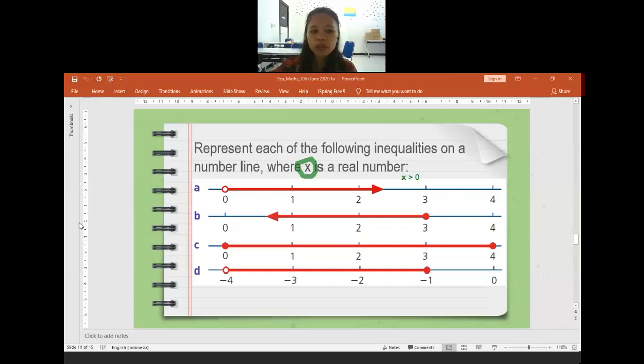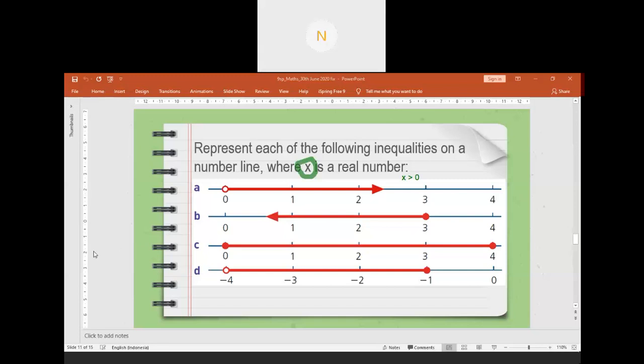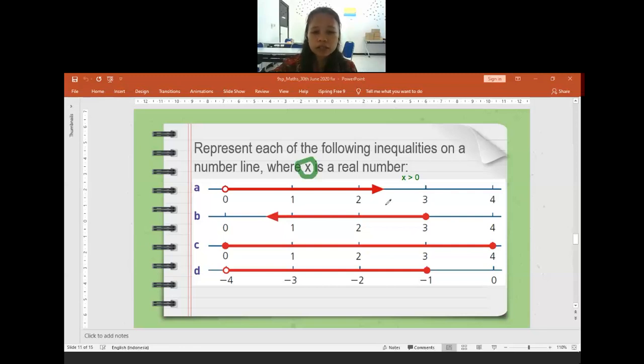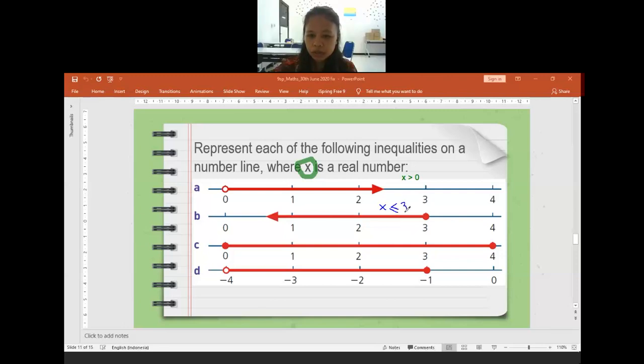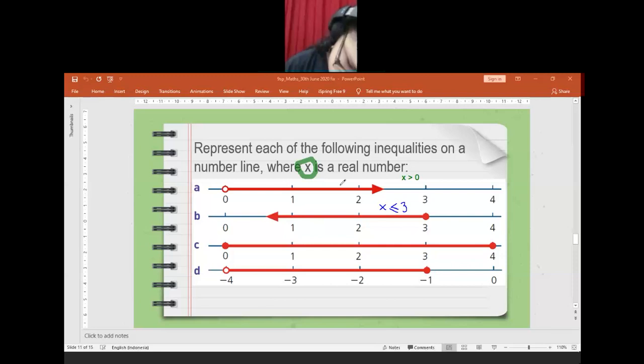Is there anyone who is confused, or am I going too fast? No. If no one is confused, let's move to question B. So I start with letter x. After that, what do I have to write? Less than or bigger? Less than. And then look at the circle. Is the circle shaded or unshaded? Shaded. Shaded, so there is another equal in here. What number will it be? 3. Is there anyone who is confused? No? If no one is confused, let's move to question C.